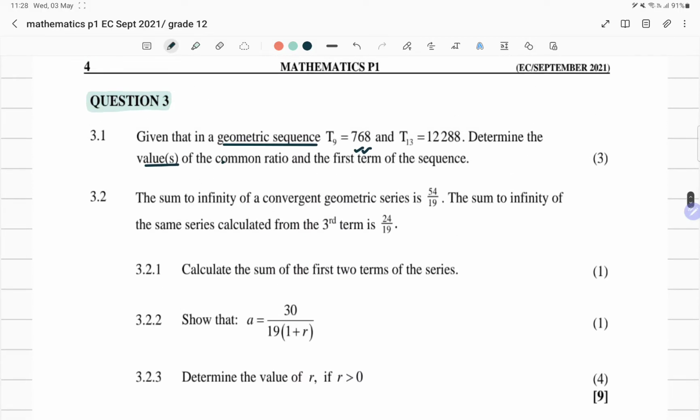Okay, now we are told here the sum to infinity of a convergent geometric series is 54/19. The sum to infinity of the same series calculated from the third term is 24/19. So it says here, calculate the sum of the first 2 terms of the series. Okay.